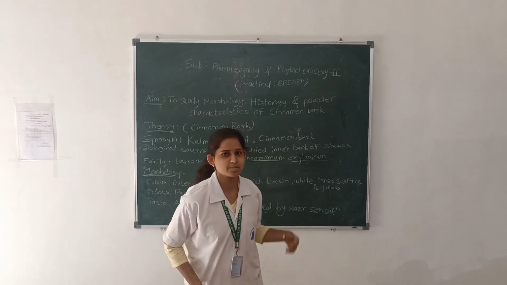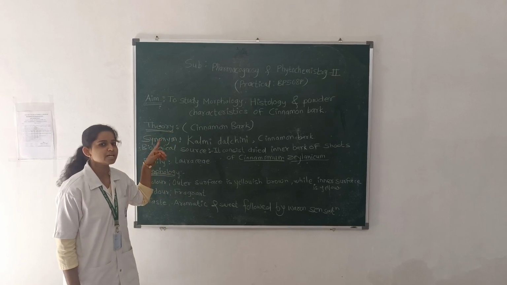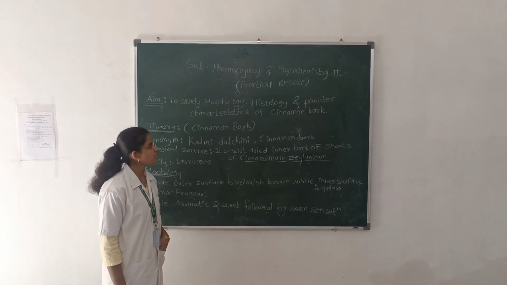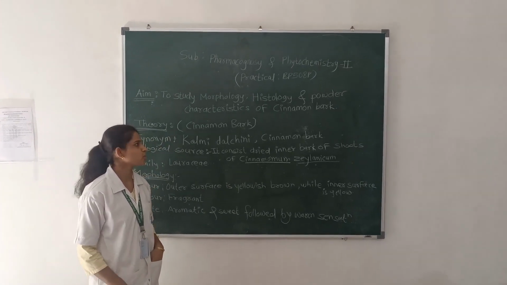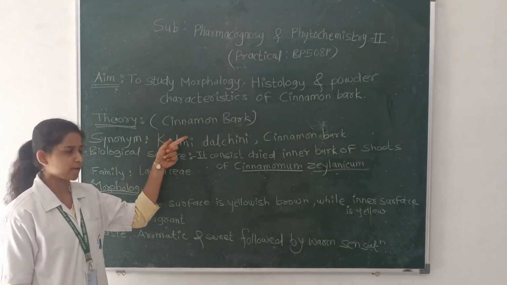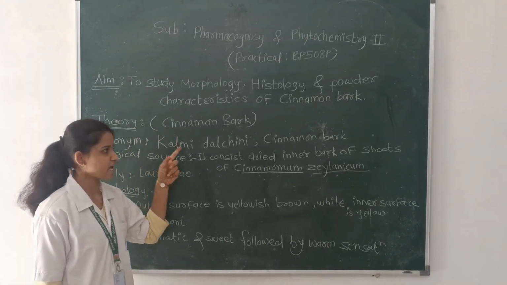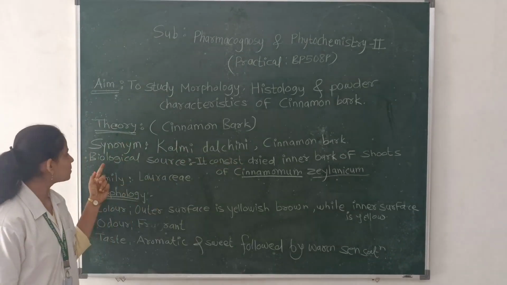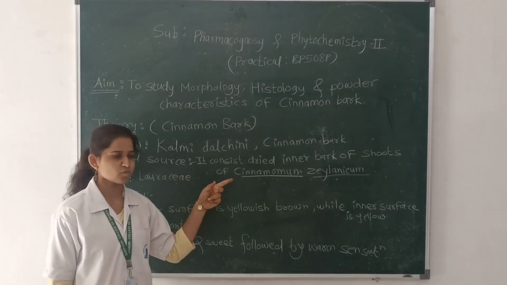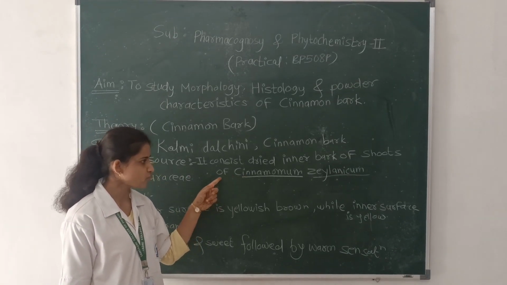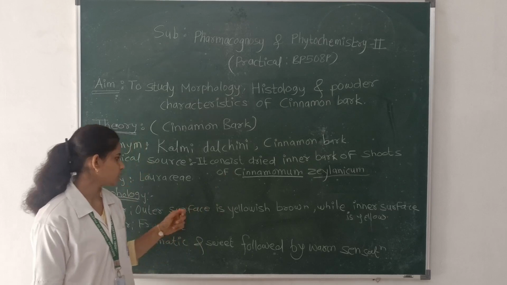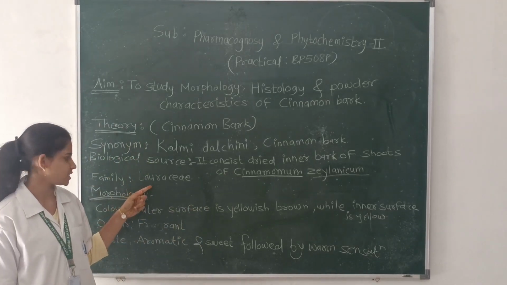Let's start the experiment. The aim of the experiment is to study the morphology, histology and powder characteristics of cinnamon bark. Theory of cinnamon bark. Synonym: Kalmi dalchini, cinnamon bark. Biological source: it consists of the dried inner bark of shoots of Cinnamomum zeylanicum. It belongs to the family Lauraceae.